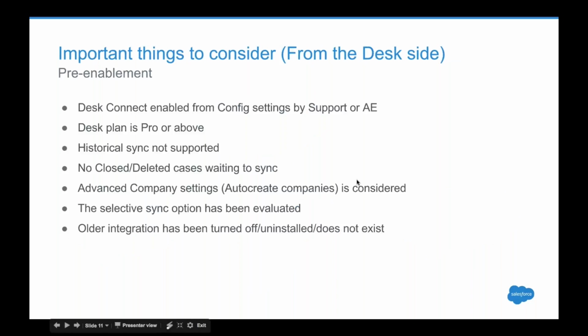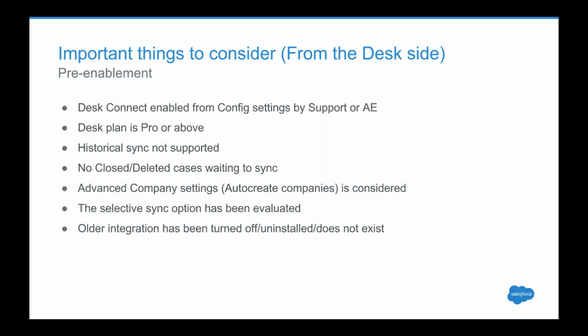Important things to consider from the Desk side, pre-enablement. So Desk Connect is enabled from config settings with support or your AE. This is something that we do from our end. So once you're ready to enable Desk Connect, just let us know. You can email us at support@desk.com, or you can tell your account executive about it. There are lots of ways to do that. Just let us know that you want Desk Connect on, and we'll do the rest for you.